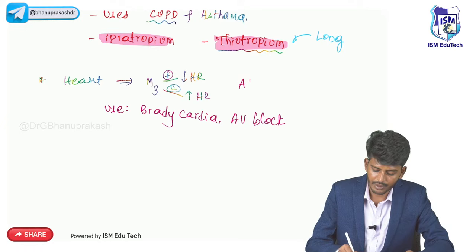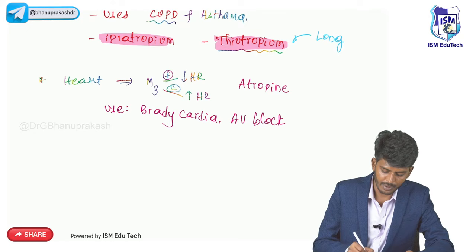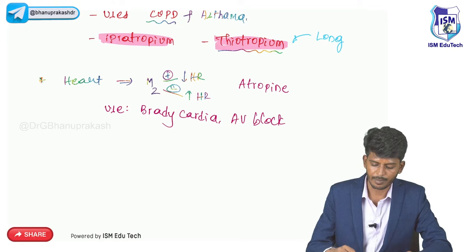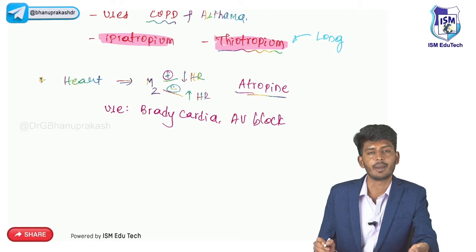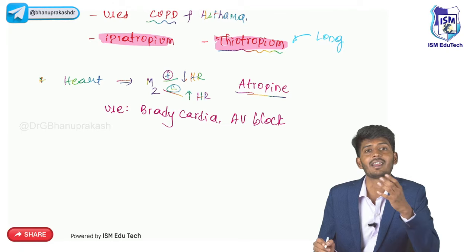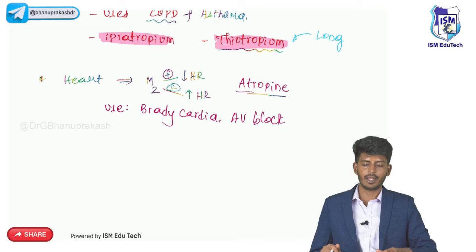So, in the heart, there is one small change. In the heart, we have the M2 receptor. Now, for the M2 receptor, we are talking about atropine. If you look here, on M2 also, there is action by atropine. So atropine has all these actions. Okay, so heart, M2 receptor. Okay, now the next important.